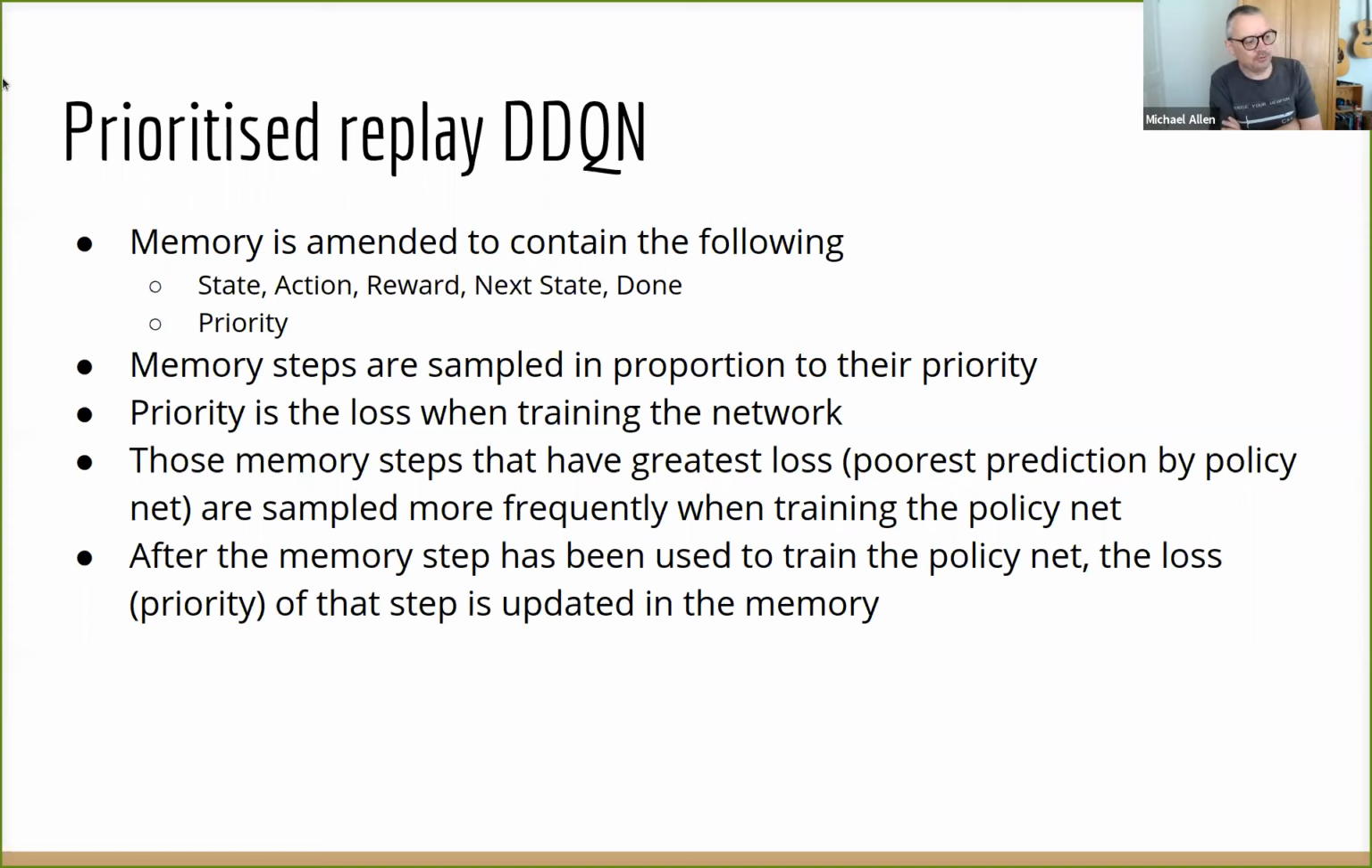And so when you take the steps out of the memory, you train the network, and you recalculate the loss, and you put that back in, and you amend the priority in the memory according to the new loss. So the principle is simply, and this technique can be used outside of reinforcement learning as well, you get more value out of training on things that you've got wrong.